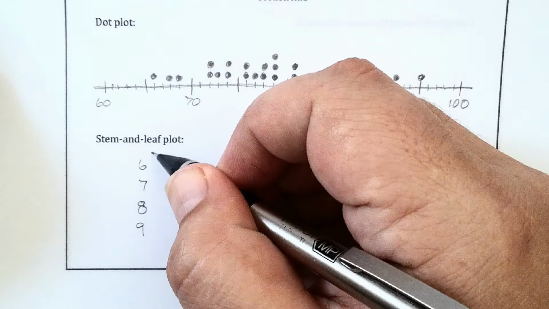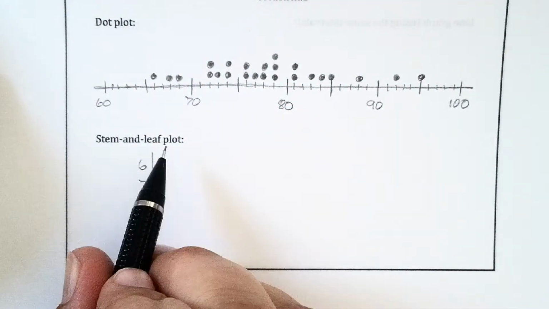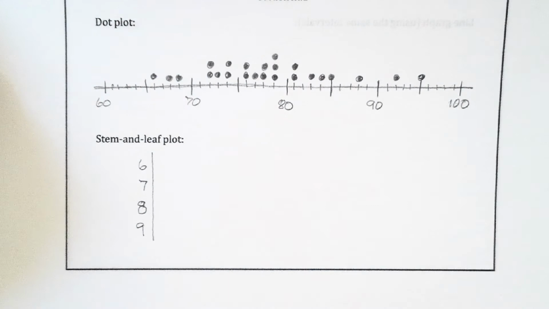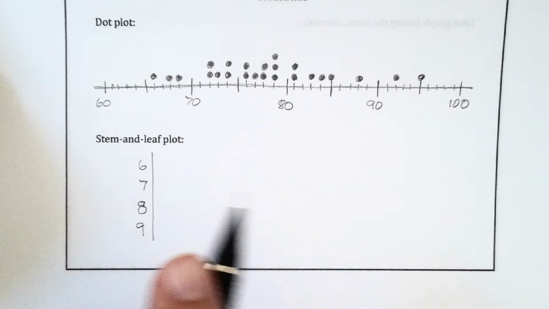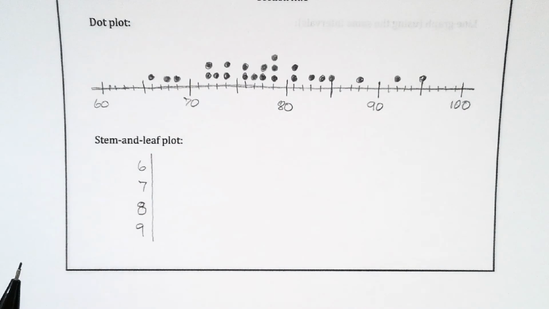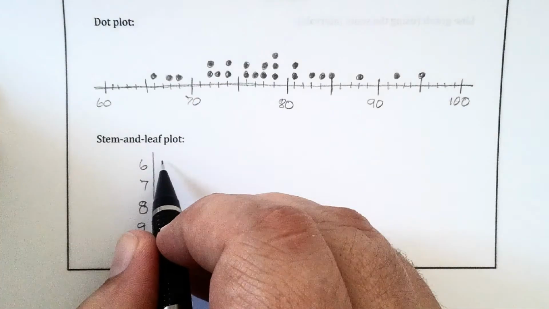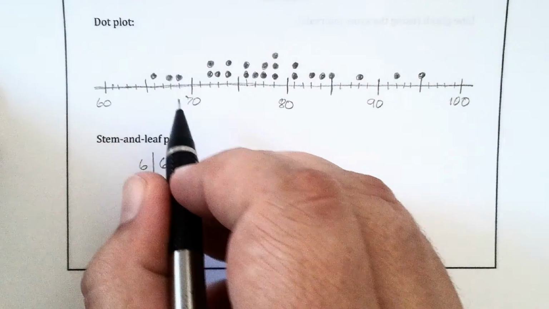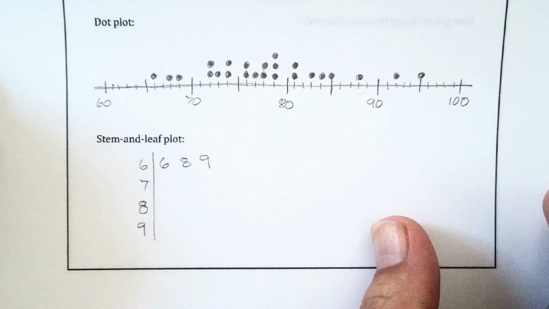So in the stem and leaf plot, we make two columns, one for the tens, one for the ones. On the left-hand side, we've got the tens, and on the right-hand side, we're going to have the ones. I just list each of the ones digits for each of the scores for that tens digit. Like for the 60s, we have 66, 68, and 69. So I just list them side by side like that.